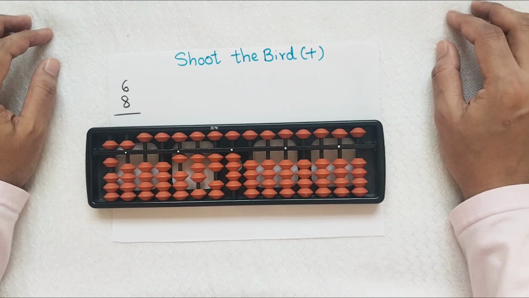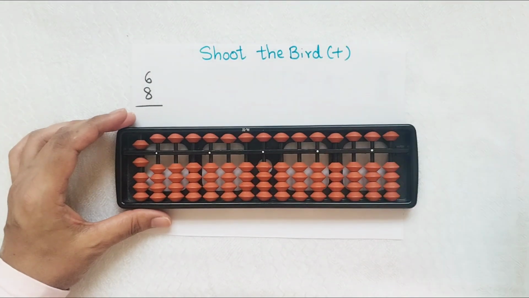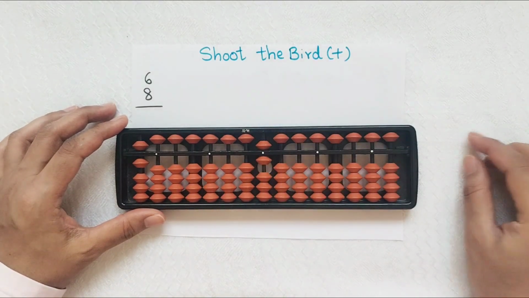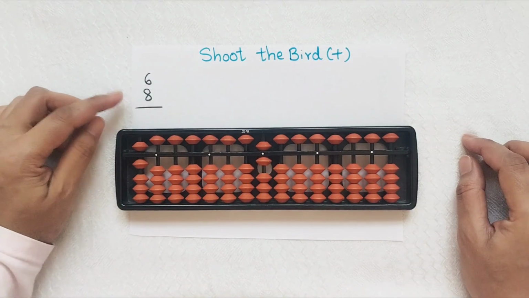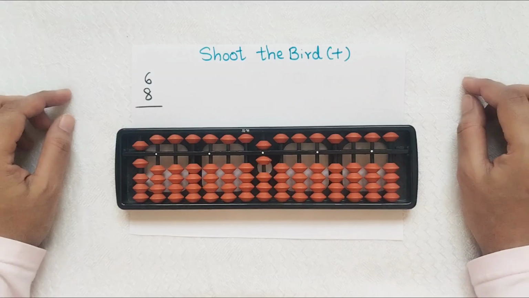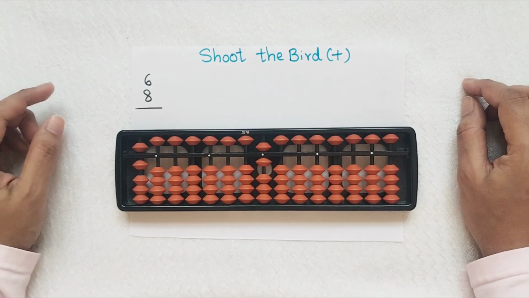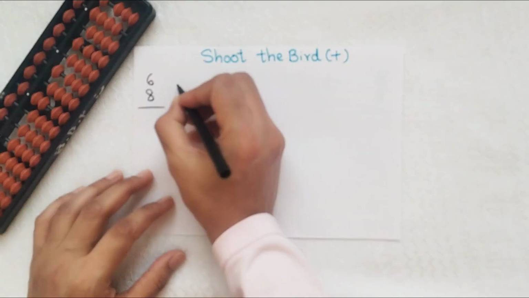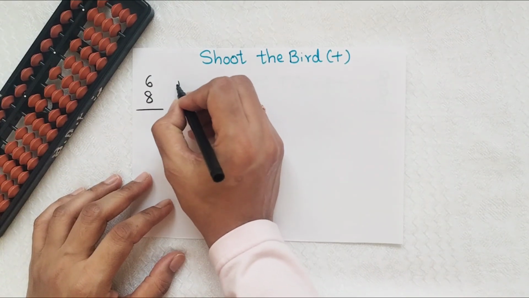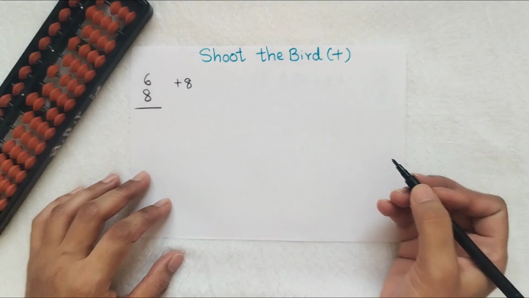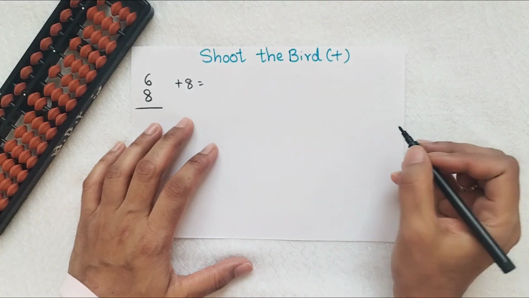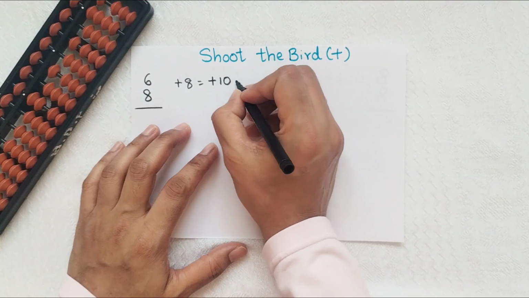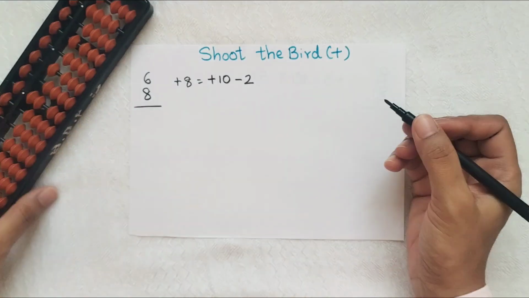Let's get started. First one, 6 plus 8. I place 6 on the abacus. Now I need to add 8. How will I add 8? Now the formula for plus 8 is, for plus 8, the formula we have learned, big friend addition, that is plus 10 less 2. Am I correct?